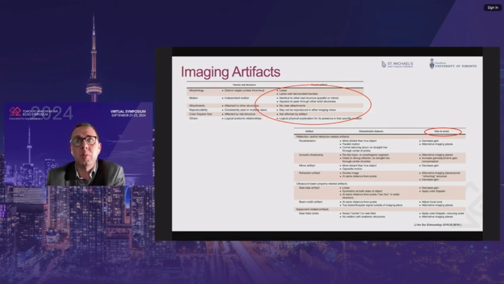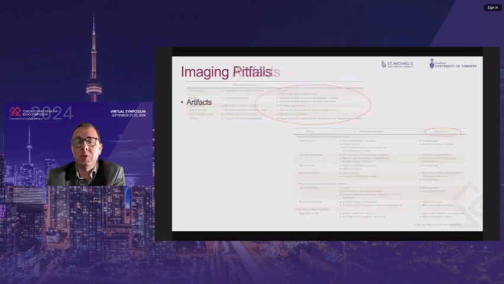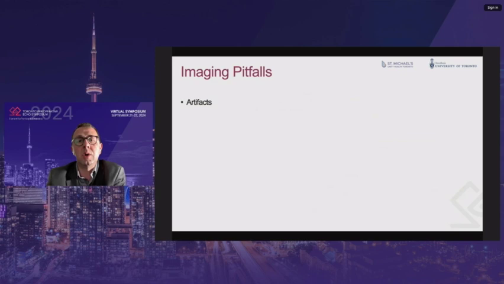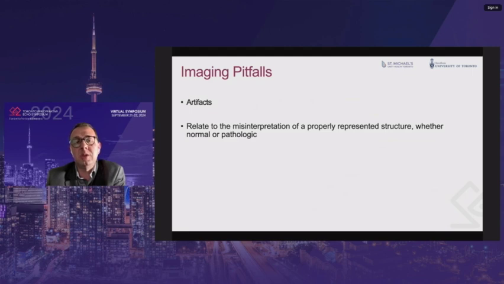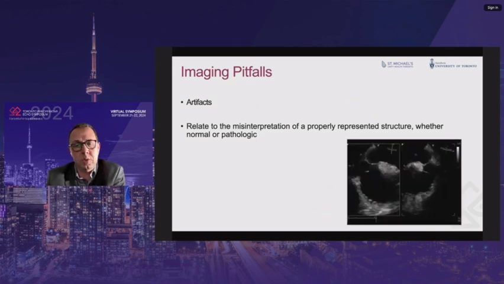How to avoid most of the artifacts? Change the angle of incidence, change the view, change the ultrasound settings. Most of the time, you'll be able to avoid these traps. Imaging pitfalls include not only artifacts, but also misinterpretation of a properly represented structure, whether normal or pathologic. I'm pretty sure about all these pitfalls.